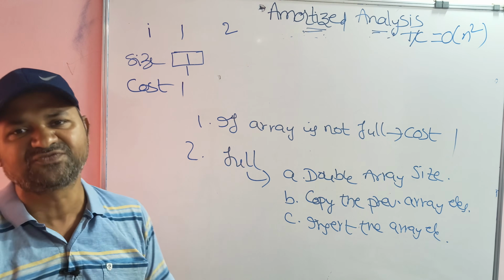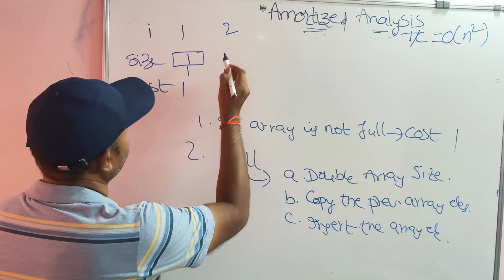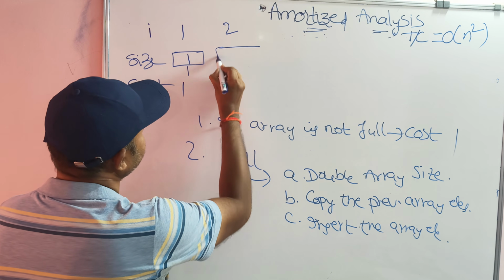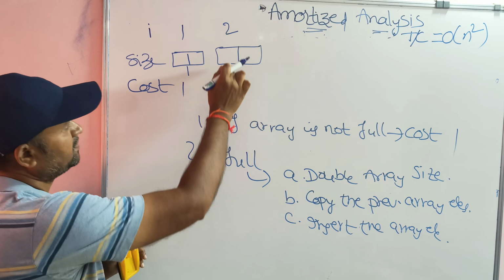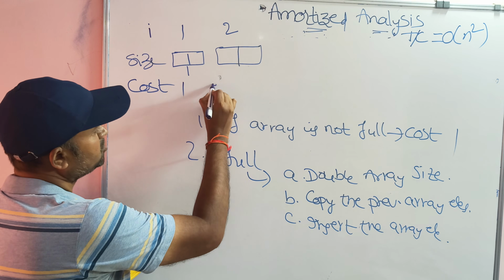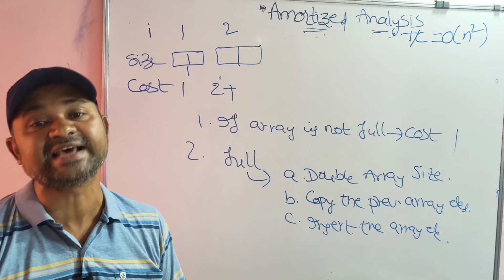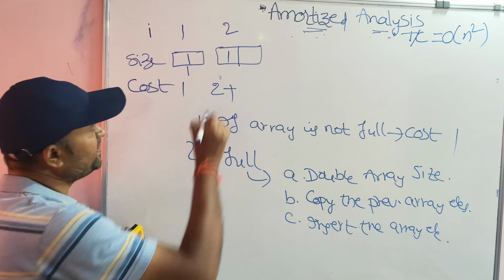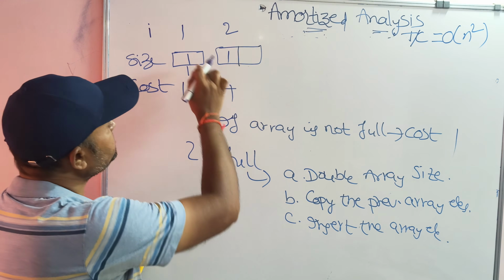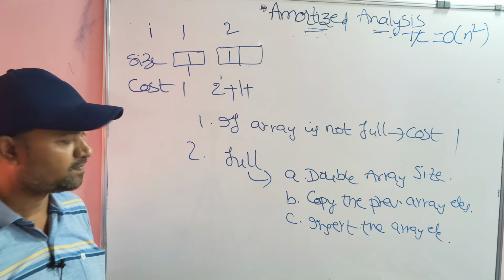Now the array is full. So what do we have to do? First step, double the array size. For doubling the array size, what is the cost? Here the array size is 2. So the cost is 2. Next one, copy the previous array element. What is the previous array element? 1. So let us copy that element. What is the cost here? Here we are copying one element. So the cost is 1.